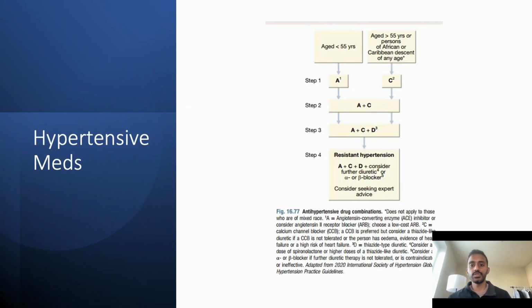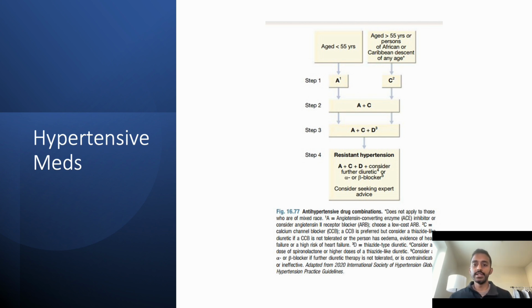So I'm going to talk about the drug treatment of hypertension. This is published in the Davidson book for internal medicine. So if less than 55 years with stage 1, treat with ACE inhibitors or ARBs. If greater than 55 years or African or Caribbean descent of any age, I know ethnic bias is outdated, but medical literature needs to catch up. Until then, we follow this algorithm, which is if greater than 55 years or African or Caribbean descent of any age, you treat with calcium channel blockers.